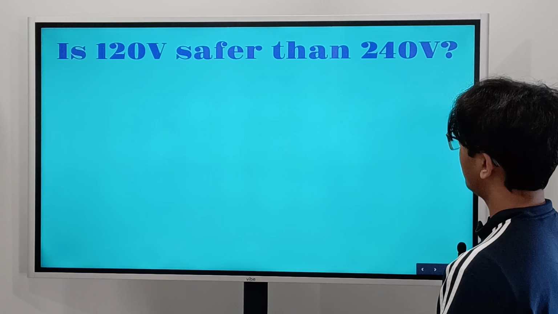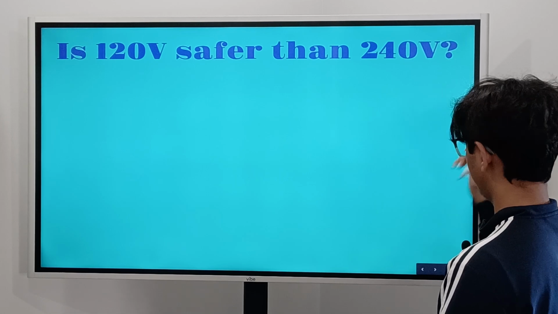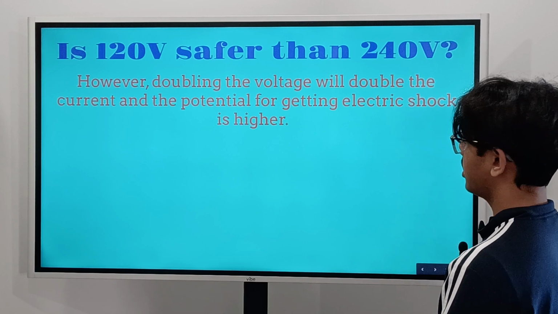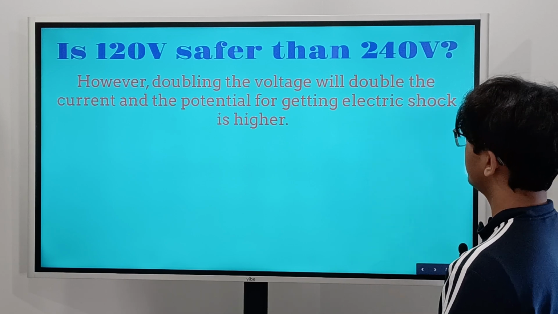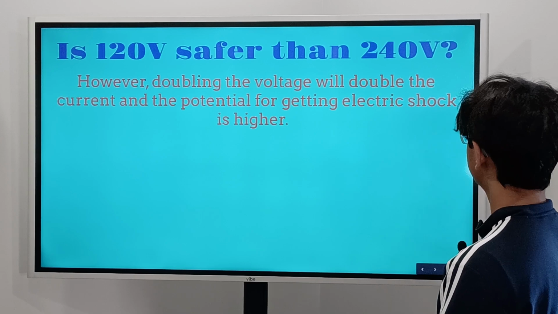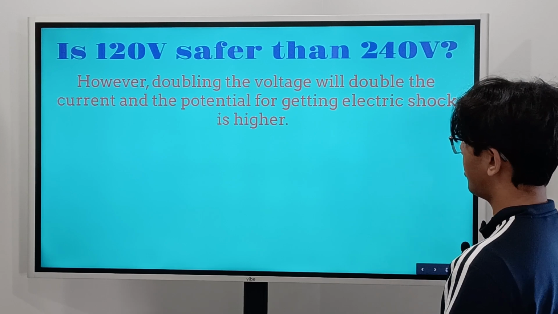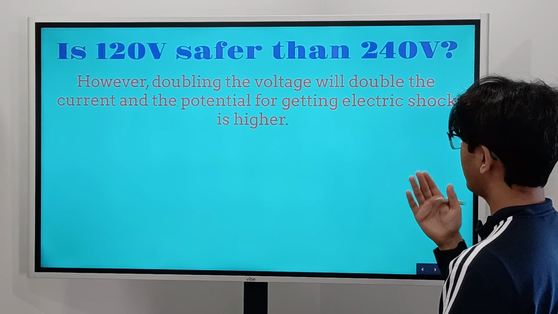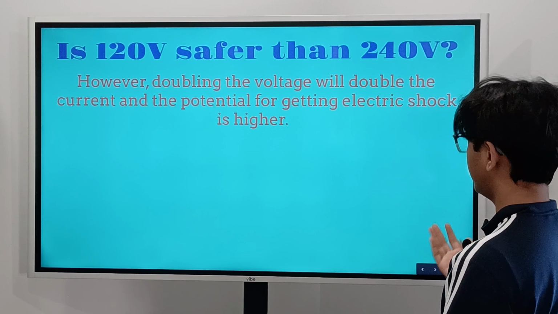Now let's see if 120 volts is safer than 240 volts. So first of all, at first glance, if you see 240 volts and 120 volts, you can obviously think that 120 volts would be safer than 240 volts, since 240 volts is double of 120. However, doubling the voltage will double the current, and the potential for getting an electric shock is higher.